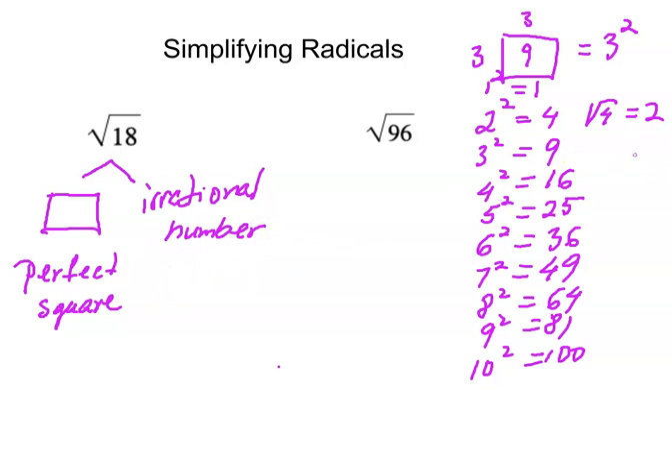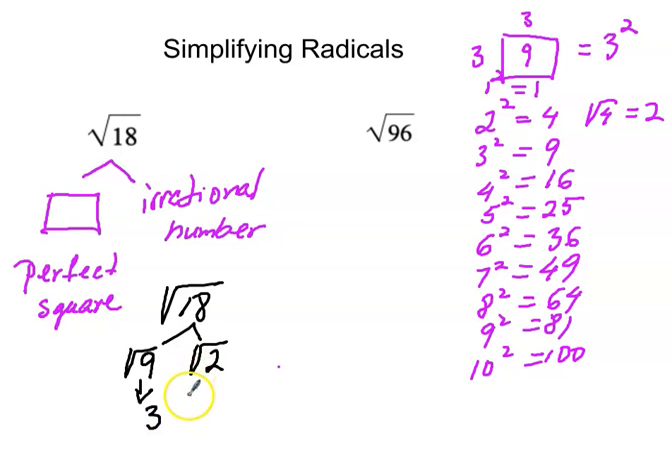Okay, so how would I break down the square root of 18? Let me rewrite the square root of 18. We can break it down as the square root of 9, the perfect square, 9. 3 times 3 is 9. And the square root of 2, because the square root of 9 times the square root of 2 equals the square root of 18. Then the square root of 9, as we know, is 3. The square root of 2 is not a perfect square. We're going to leave the square root of 2 as the square root of 2. And that would be the answer. So the square root of 18 is 3 square root of 2.